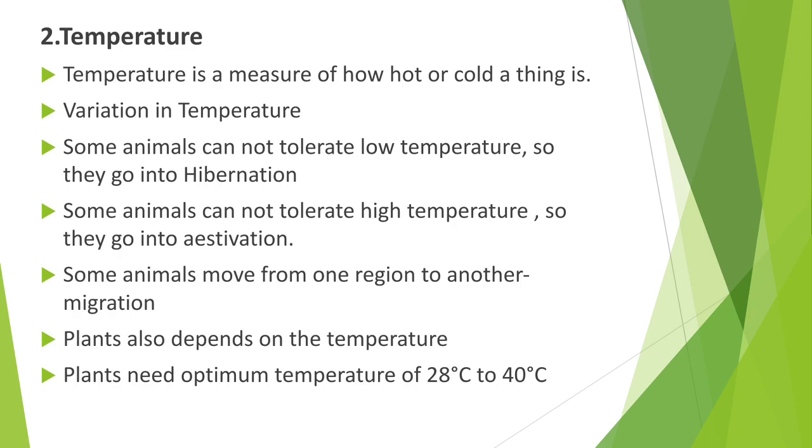An increase or decrease in temperature affects the activity of many animals, because some animals depend on the temperature for their activity. Animals like toads cannot withstand very low temperature in winter, so they go into hibernation. Hibernation means these animals cannot tolerate very low temperature, especially during winter, so they go for a winter sleep. Some animals like snails cannot tolerate very high temperature in summer, so they are inactive and go for estivation or summer sleep.